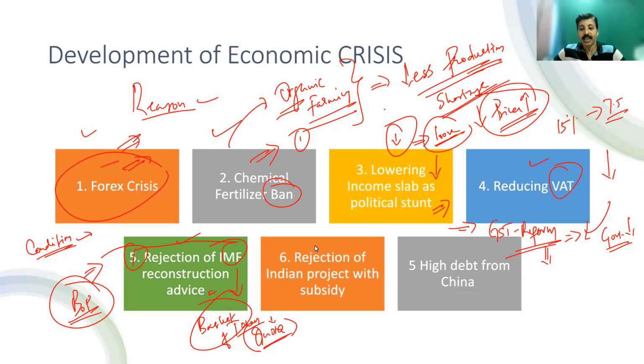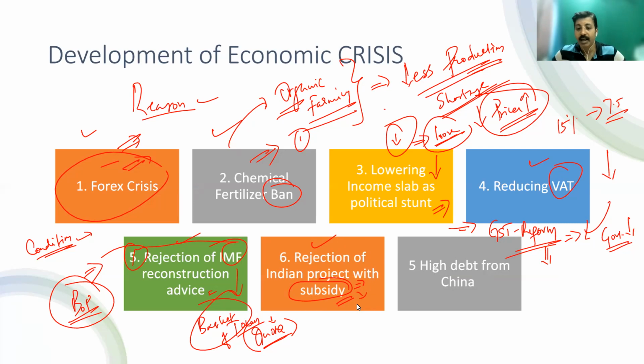Next is the rejection of Indian projects with subsidy. Earlier, when the Chinese were entering Sri Lanka, India approached them for the developmental projects, saying give the project to us and we will establish it. And the project comes with a subsidy. Subsidy in the sense what? Suppose I'm giving 1 crore rupees, maybe 50 lakh rupees you need to repay me, and the other 50 lakh is a development subsidy, a friendly gesture India used to do.